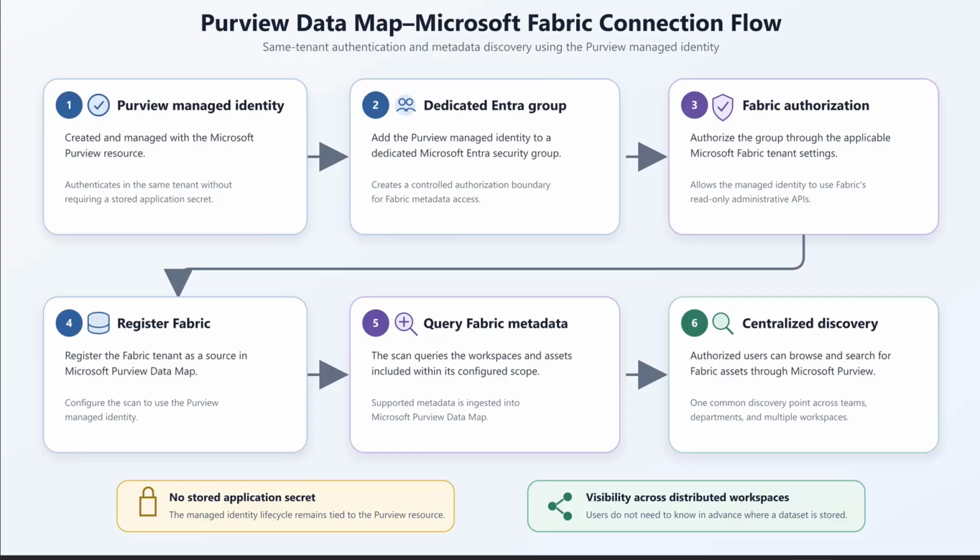So just reviewing our flow chart here of the Purview Data Map to Microsoft Fabric connection flow. This is, again, same-tenant authentication and metadata discovery using Microsoft Purview Managed Identity.